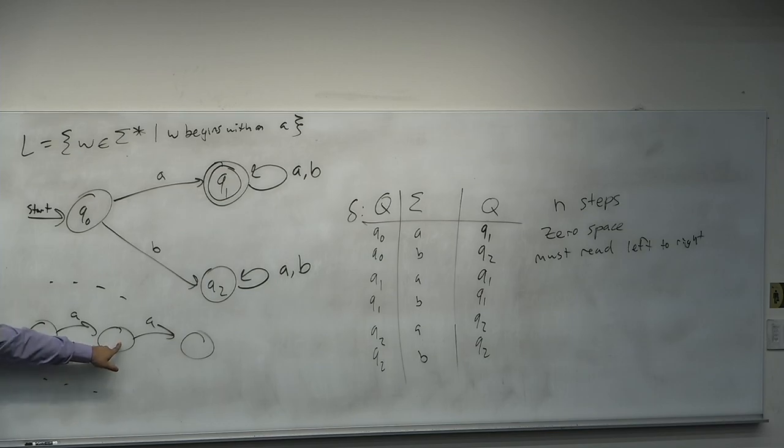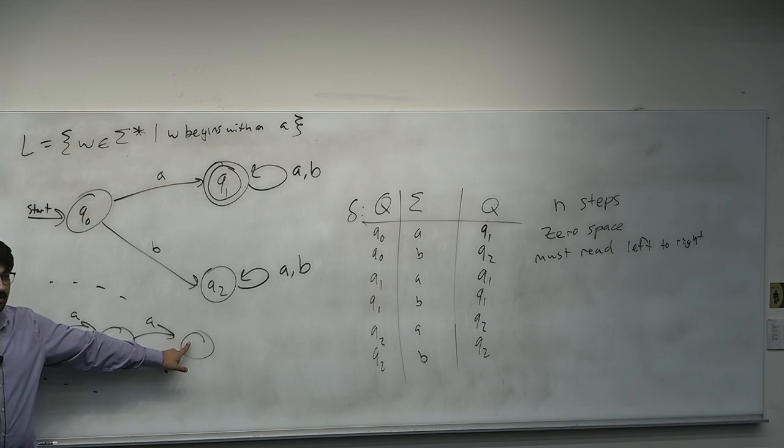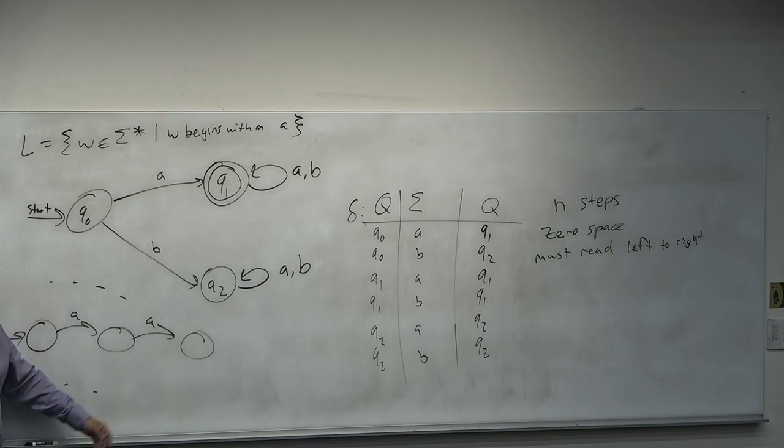If you're at this state, that means you just previously saw an A. You agree? If you're at this state, that means you just saw an A from the state that previously saw an A. So if you're at this state, you know the last two symbols you saw were A. That's a constant amount of information that can be kept looking backwards. But that's it. Only a constant amount of an arbitrarily long string.